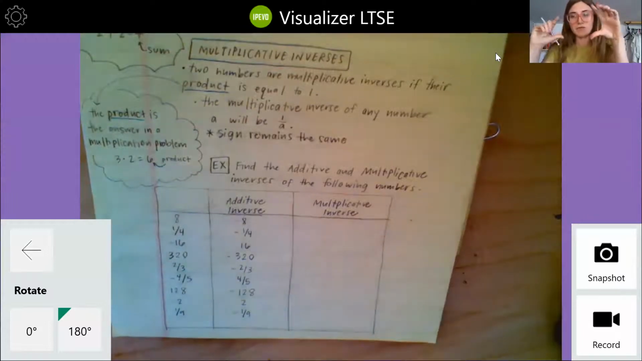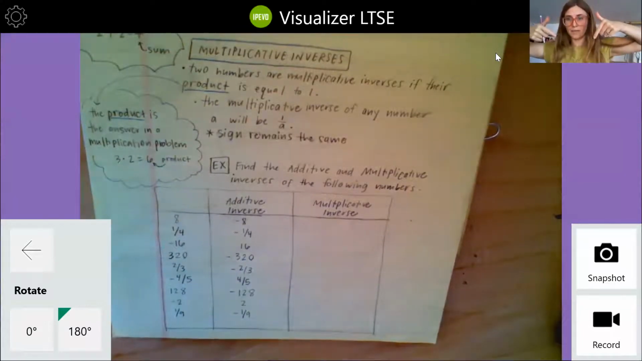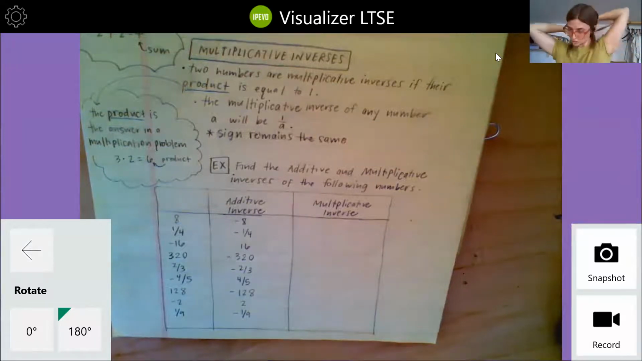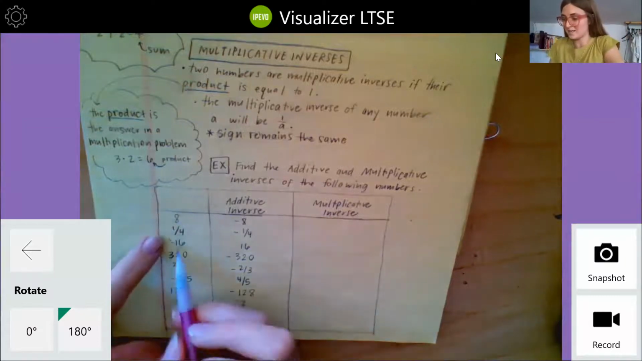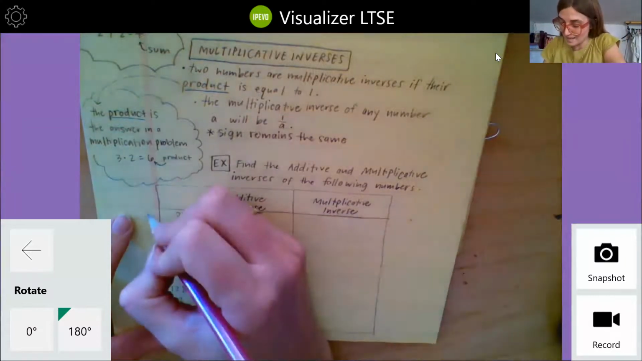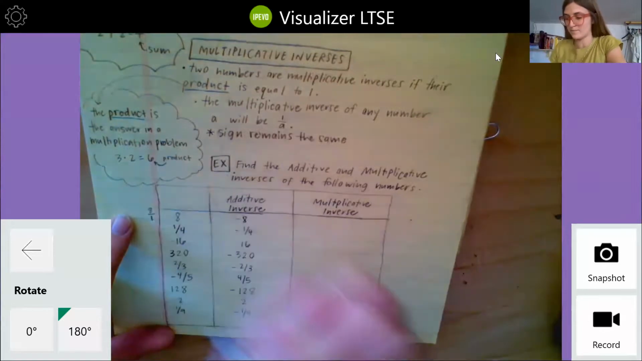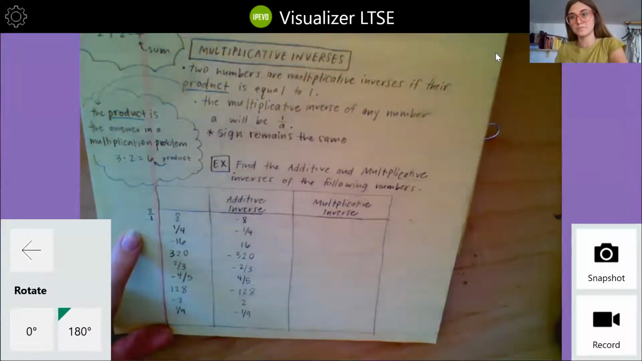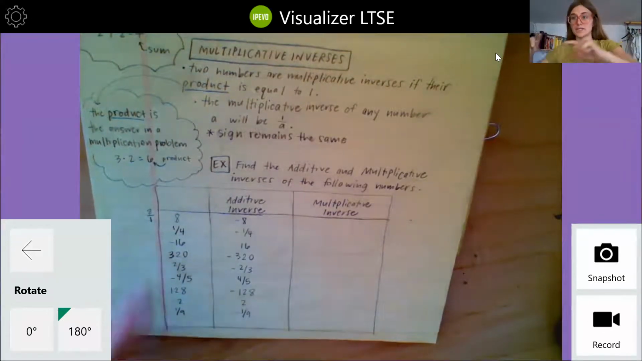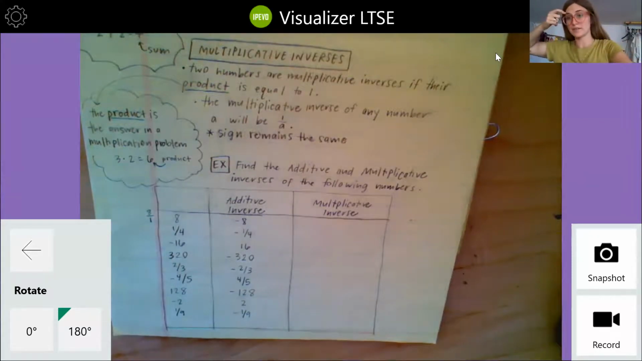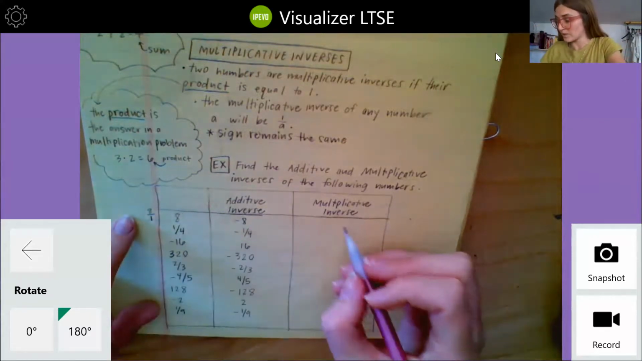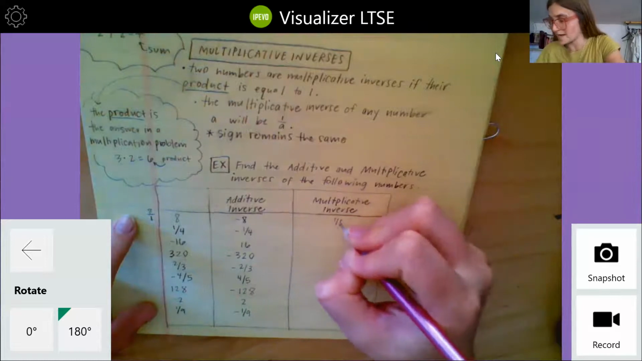So the multiplicative inverse is when we kind of flip. We can think of each number as a fraction, and then we flip the numerator and the denominator. So for 8, we can write 8 as 8 over 1. It's the same thing. So then the multiplicative inverse, again, we flip numerator and denominator. So the multiplicative inverse would be 1 over 8.